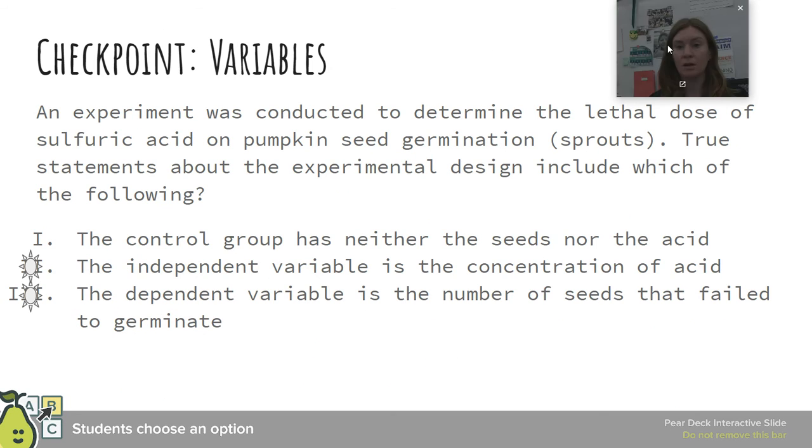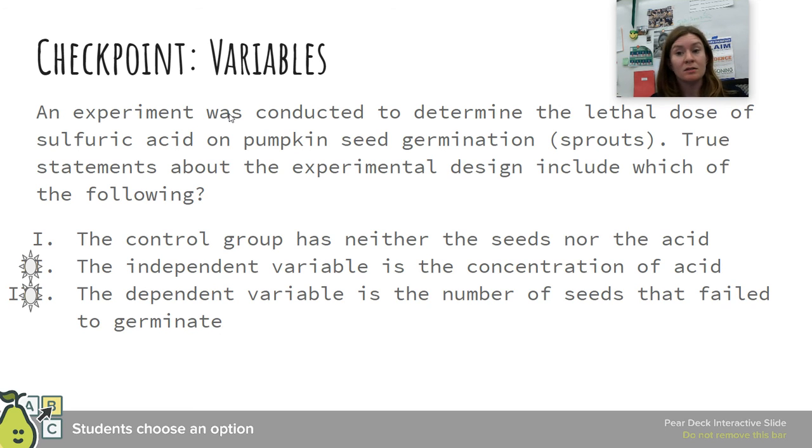All right. So this is a checkpoint question. I'm going to plop it in the Edpuzzle. An experiment was conducted to determine the lethal dose of sulfuric acid on pumpkin seed germination. True statements about the experimental design include which of the following? And we're going to pause now.